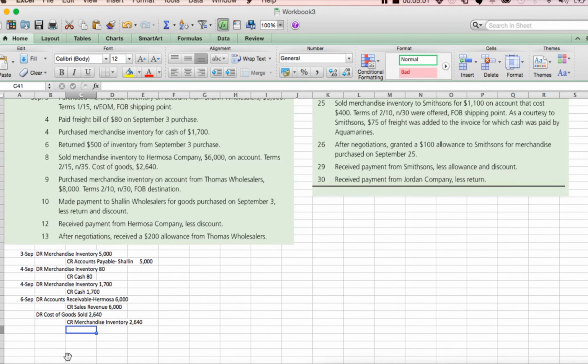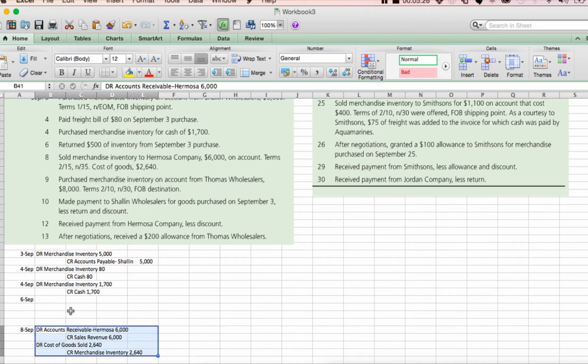So now let's move on a little bit here. Now, September 8th. Sold merchandise. Whoops, that was September 8th. Sorry, skipped one there. So let me just cut and paste that one there. That was our September 8th entry. Our September 6th entry is this: return $500 of inventory from September 3rd purchase. Okay, so that's this purchase right here, and we need to return $500 worth of that.